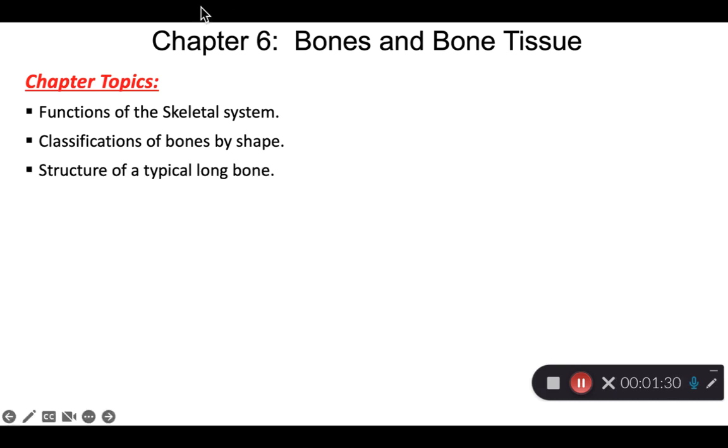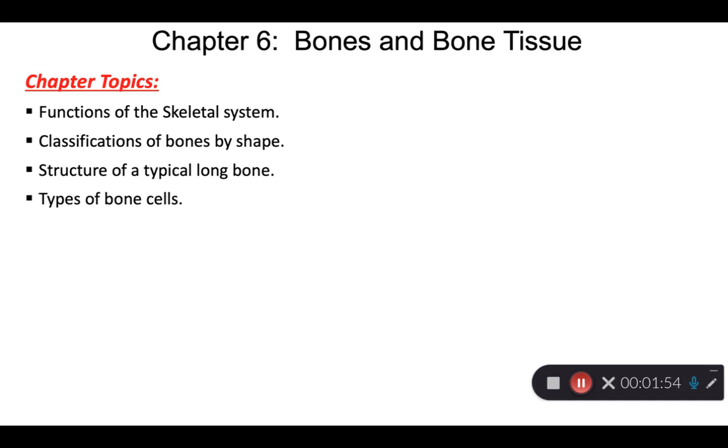We're going to pay particular attention to long bones and their structure. So long bones are particularly the ones that are in your arms and legs. So, they're longer than they are wide. So humerus, radius, ulna, femur, tibia, fibula, those are all long bones. But they have certain structure we're going to talk about.